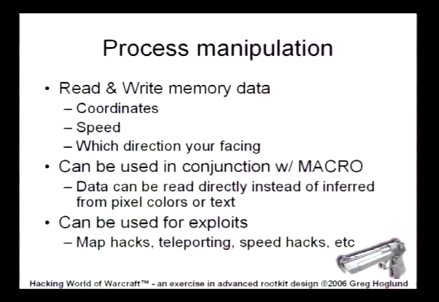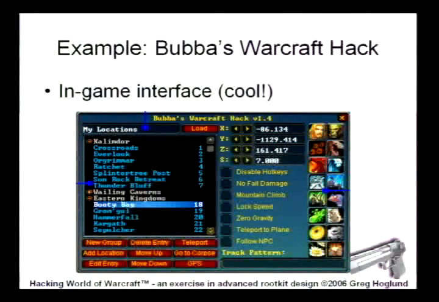Some of the things I can do is control which way I'm facing by writing a vector into memory, and my XYZ and whatnot. Here's an example of a program that does that. This is called Bubba's Warcraft hack, and you can see in the list there the various cheats that you can engage. For example, no fall damage. If you fall off a cliff, you don't take any damage. There's another one in here, lock speed, so you can run at a certain speed, etc.